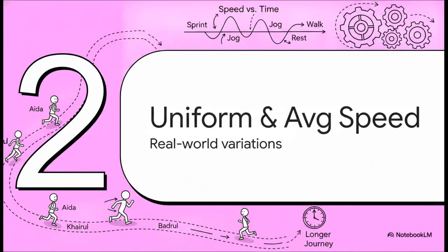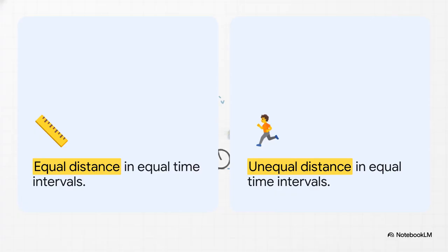So that's a quick sprint, but Section 2 builds on this. What happens when speeds take place over a longer journey with variations? Let's talk uniform and average speed. There's a massive difference between moving at a uniform speed versus a non-uniform speed. Imagine a marble, marble A, rolling along at a perfectly steady pace. It covers the exact same distance in equal intervals of time. That's uniform speed. But marble B? It's shifting gears, constantly changing paces, covering totally unequal distances in those same time intervals.